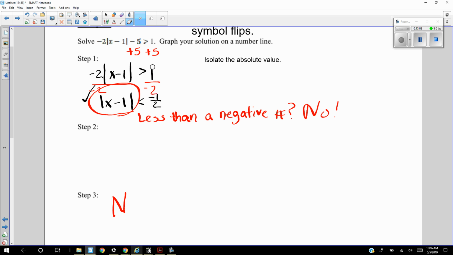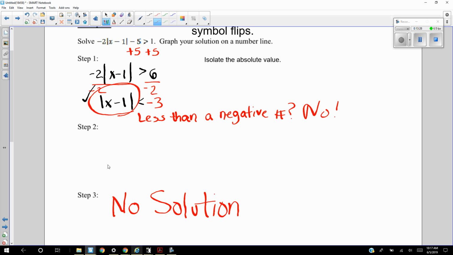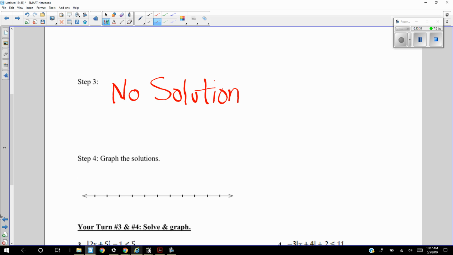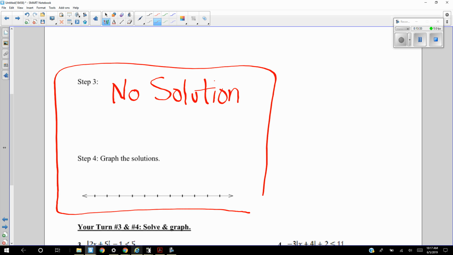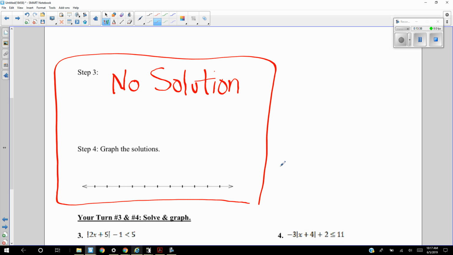And I just realized I forgot to add 5 up here. So this is actually a 6, which would make this a -3, which still doesn't matter, because it's still going to be no solution, because distance can't be less than a negative number. The graph, just leave empty. So there's our answer to this one. Go ahead and pause the video and try your turn, number 3 and number 4.